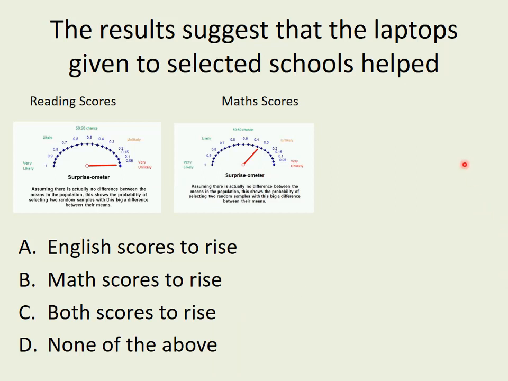So what would you go for here again? Pause if you like. And okay, I hope you paused that. But here, the conclusion would be that we can be confident that there was a causality causing the English scores to rise, because it's very surprising for that to happen if we assume that laptops had no effect. It's incredibly unlikely to see as big a rise as we saw there. But with the maths, that could just be random. So you can't be sure about this one, so it's A.